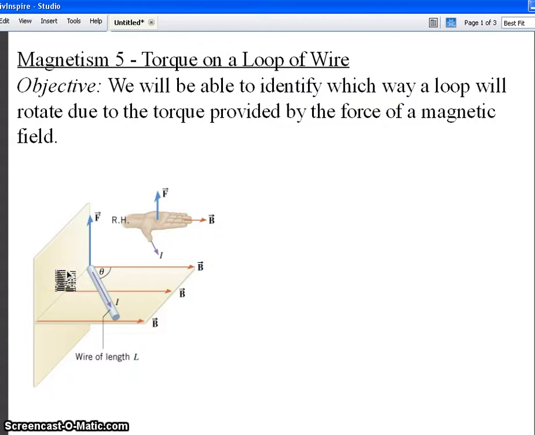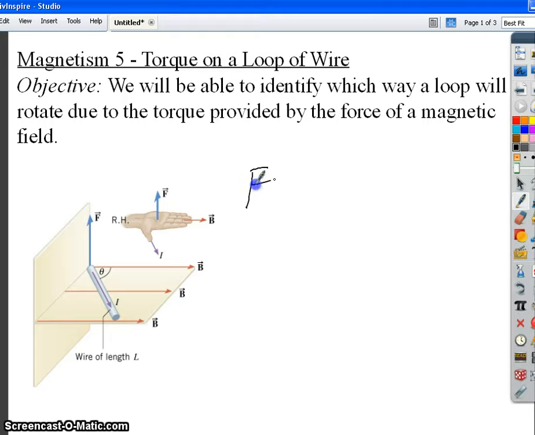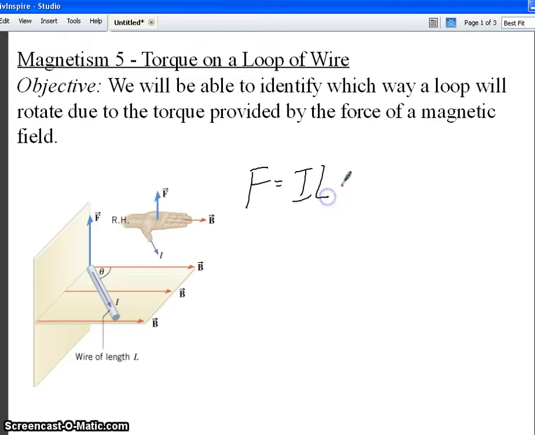So far we know that if there is a current in the wire and this wire is in a magnetic field, there will be a force provided by that magnetic field. And that force, just as a review, is equal to the current times the length of wire times the magnetic field times the sine of theta. So we know that a force will be provided when a current is in a wire.